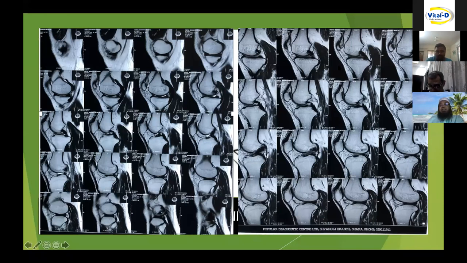And this is the second MRI. We can see that the PCL is normal, PCL normal, PCL normal, ACL only visible here. There is also some visibility here. This is also a partial injury of ACL.